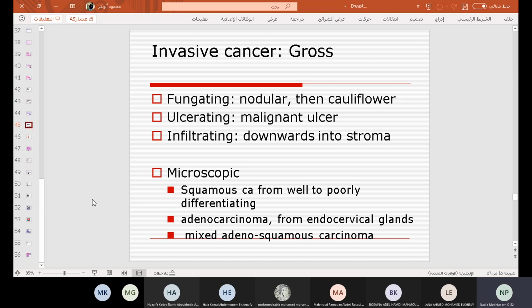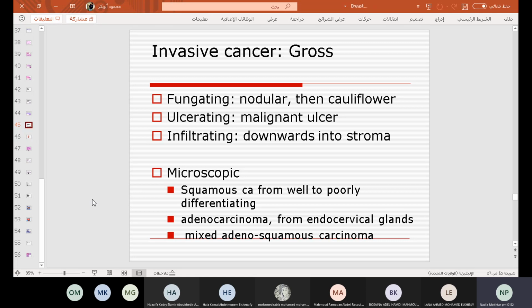Now, a more advanced stage is when the carcinoma in situ breaks the basement membrane and invades the surrounding tissue. It will cause what is known as invasive carcinoma. Grossly, how do they look? The gross appearance of cervical cancer is either a fungating nodular mass, or a cauliflower mass, or a malignant ulcer. And we all know the characteristic features of any malignant ulcer: necrotic floor, everted edges, and indurated base.